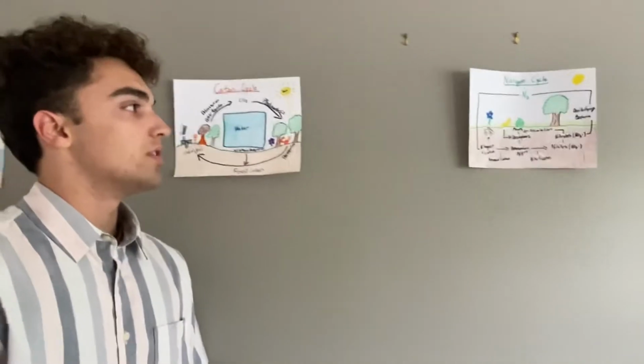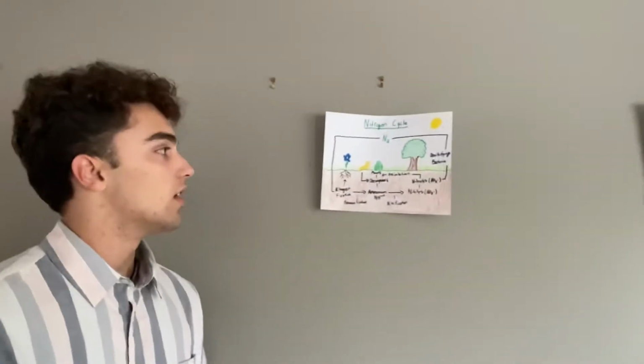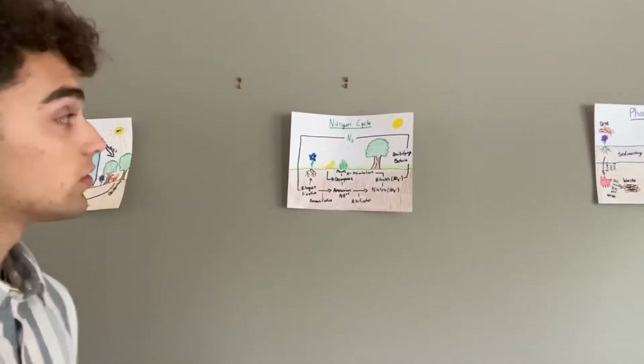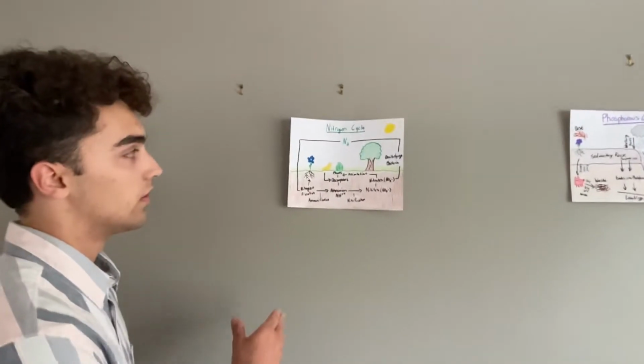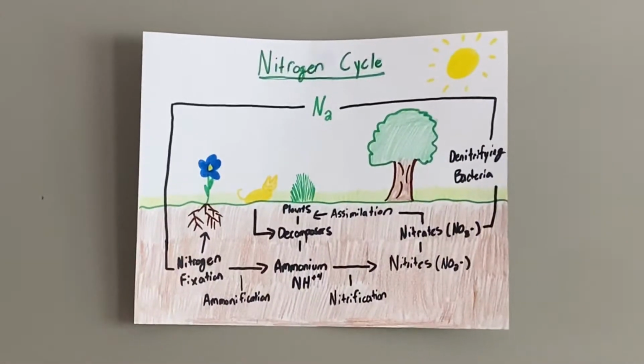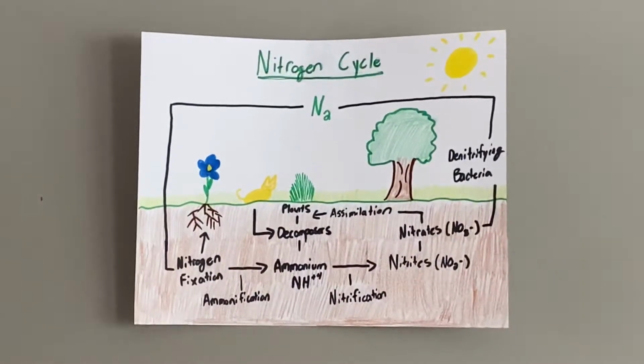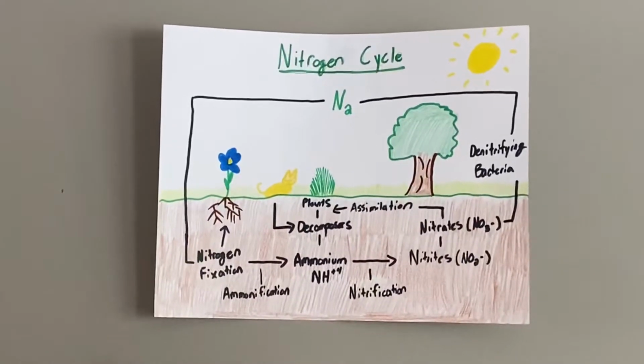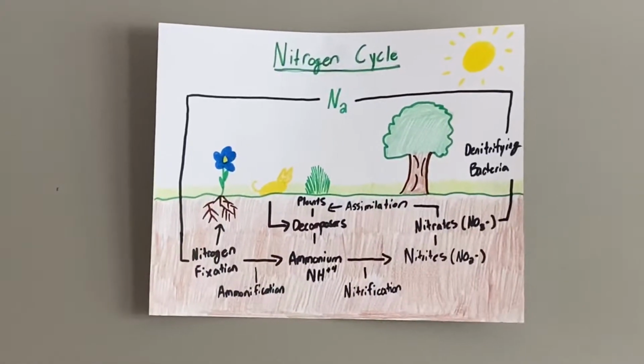So let's move on to the nitrogen cycle. In this cycle, the sun is also an important source of it. Let's start with the nitrogen in the atmosphere. It is fixed by either lightning or bacteria. Ammonification occurs where ammonium is created by decomposers.